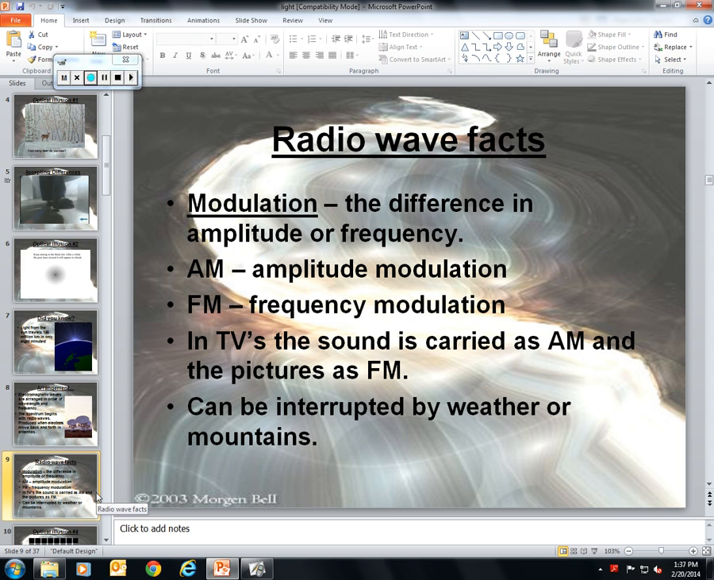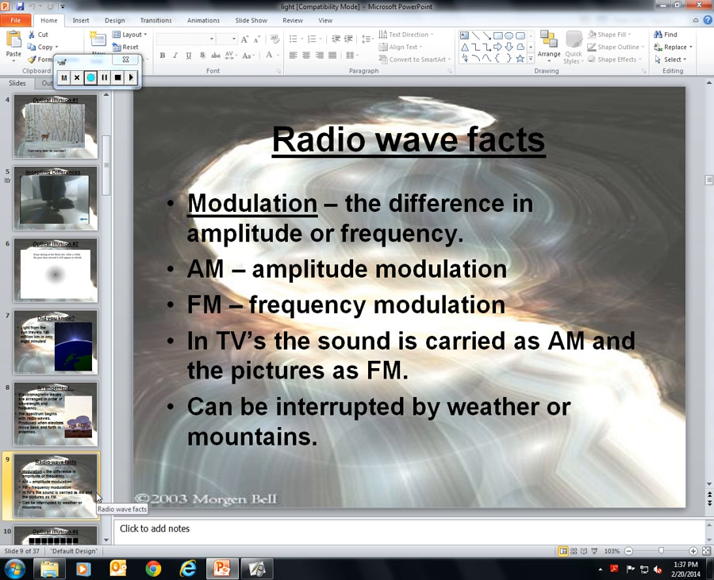This is a vocabulary word associated with radio waves. Modulation is the difference in amplitude or frequency. Where you know this from is the difference between AM and FM. AM is amplitude modulation and FM is frequency modulation.